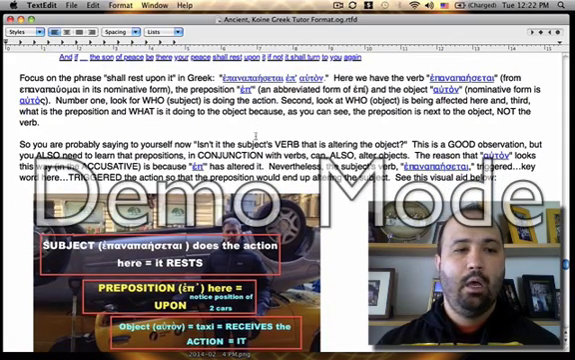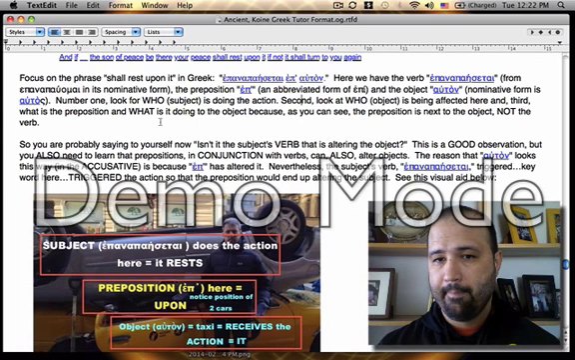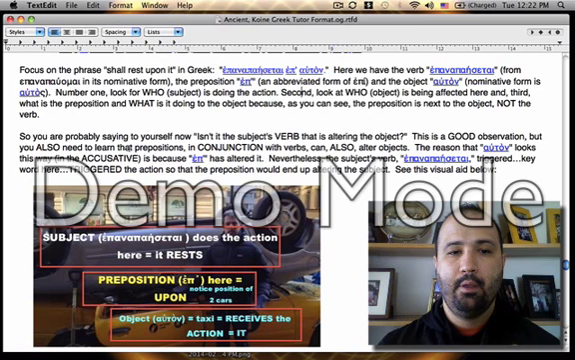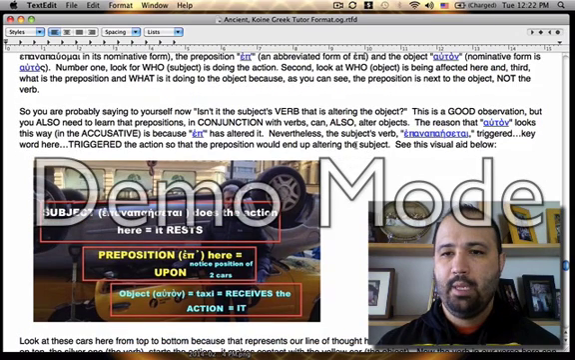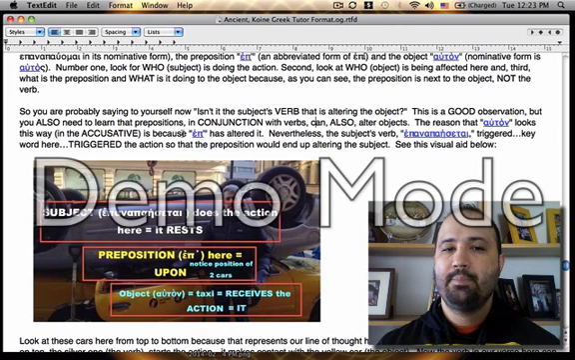So you are probably saying to yourself now, isn't it the subject's verb that is altering the object? Okay? This is a good observation. In other words, isn't it the verb that's doing it? But you also need to learn that prepositions, in conjunction with verbs, can also alter objects. The reason that afton, meaning him, looks this way in the accusative is because ep, or epi in its full form, has altered it.